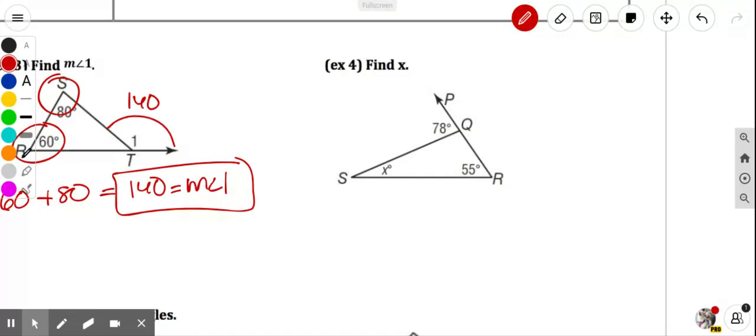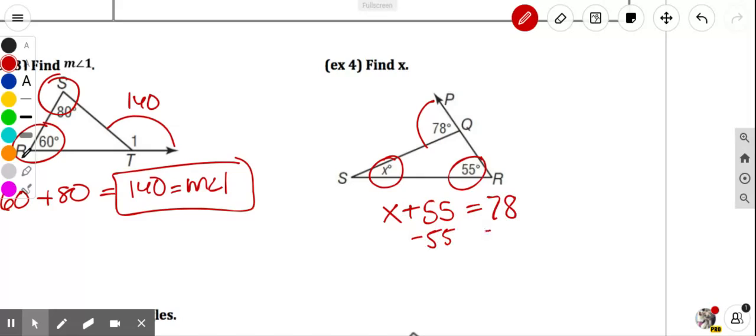Example 4, remote interior angle, exterior angle. So the two remote interior angles, x and 55, add together to equal that exterior angle. So I'm going to subtract 55 to get that x is 23 degrees. So that's the exterior angle theorem.